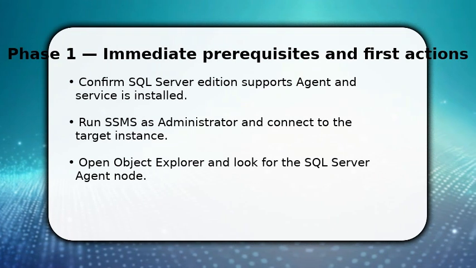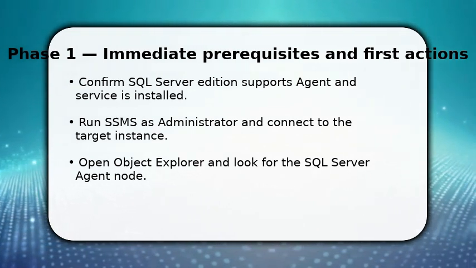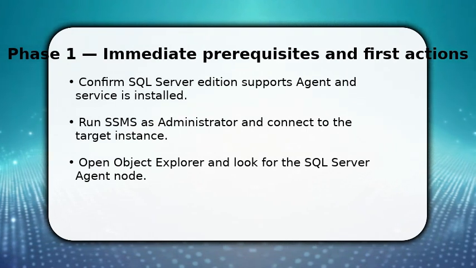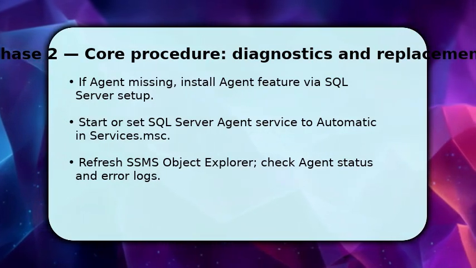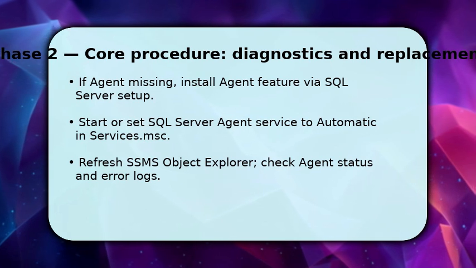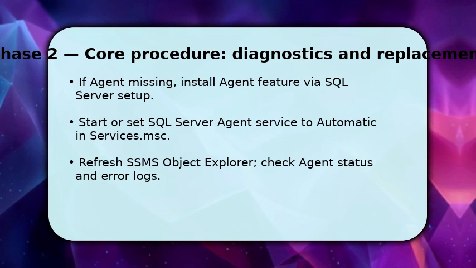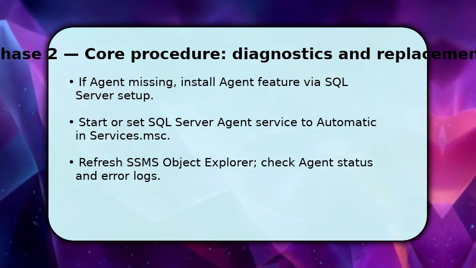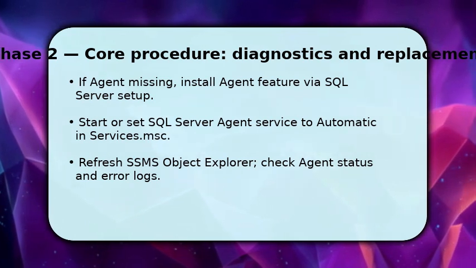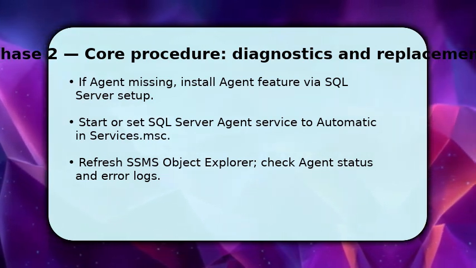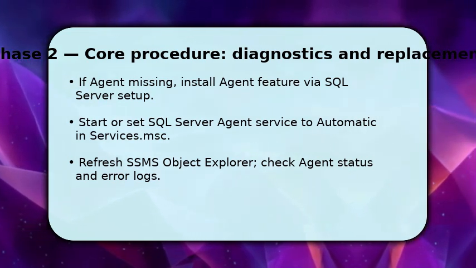Making sure you're connected to the right instance prevents mistakes later, and starting here speeds you into the actual enablement steps. Once the node is visible but disabled, you'll enable the service. Open Services.msc and find SQL Server Agent for your instance, then start it and set Startup Type to Automatic so it survives reboots. If the agent node is entirely absent, run SQL Server Setup and add the SQL Server Agent feature. Make sure to restart the instance afterward.